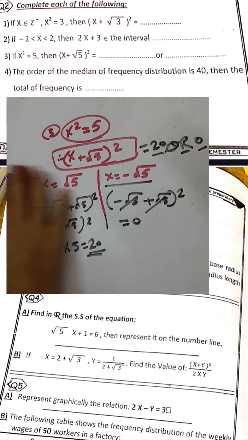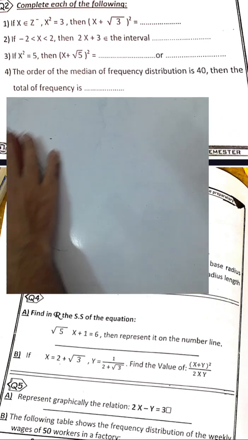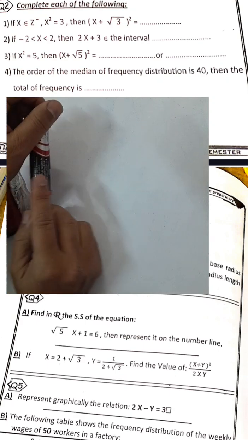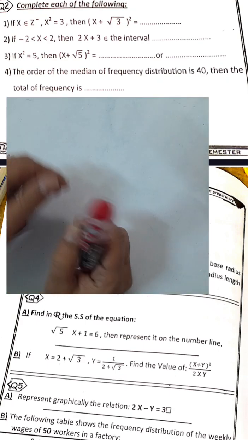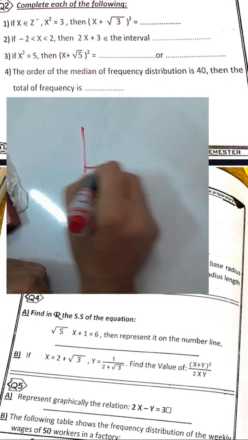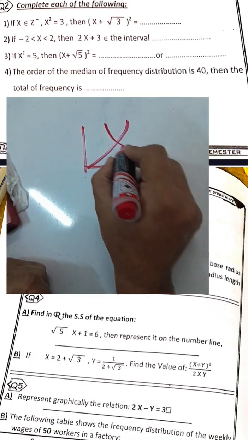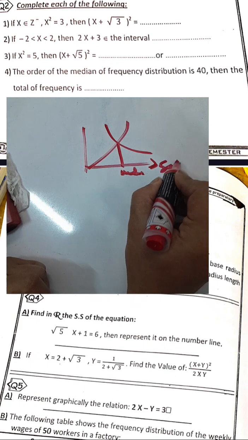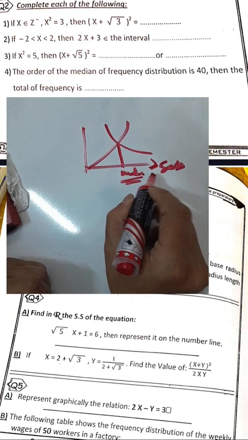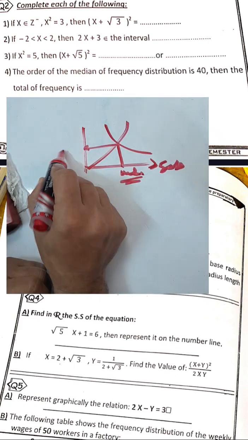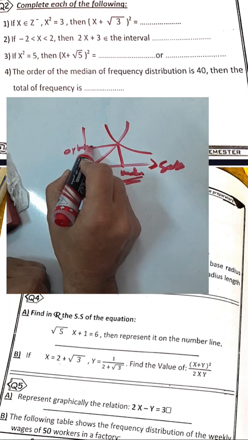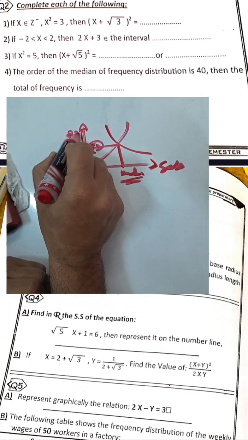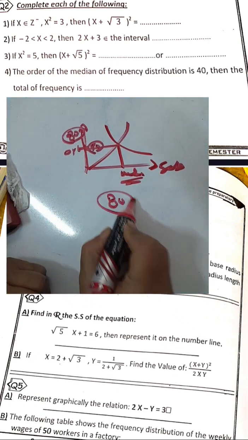Question number 4. The order of the median for the frequency distribution is 40. The total frequency will be 80. We have here the median in the middle, but here the order of the median was 40. Then the total frequency, the sum of them, will be 80. The result equals 80, twice the 40.